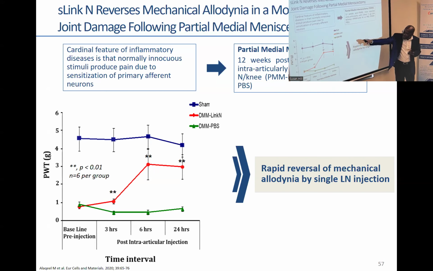And normally the sham, if you use about that amount of grams, basically what happens is that the mice will withdraw according to the load that you apply to them. So if they have that load of about 4.5 grams before they withdraw their paw, it's much better than the PBS, which you can see is quite low. And this is called allodynia. And what we find is that there was a rapid reversal of mechanical allodynia by a single Lincoln injection.